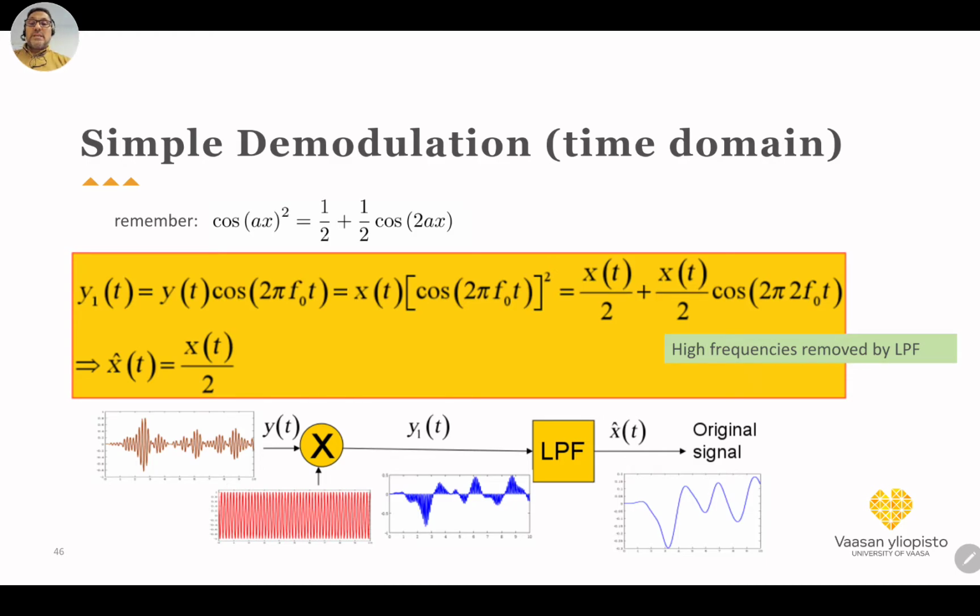So this is a property for the sinusoidal signals, the cosine and sine. Now if we multiply this, you can see this is the received signal y of t. Y of t is the original information x of t multiplied by cosine. What we need to do is simply multiply it by another cosine, the same carrier.